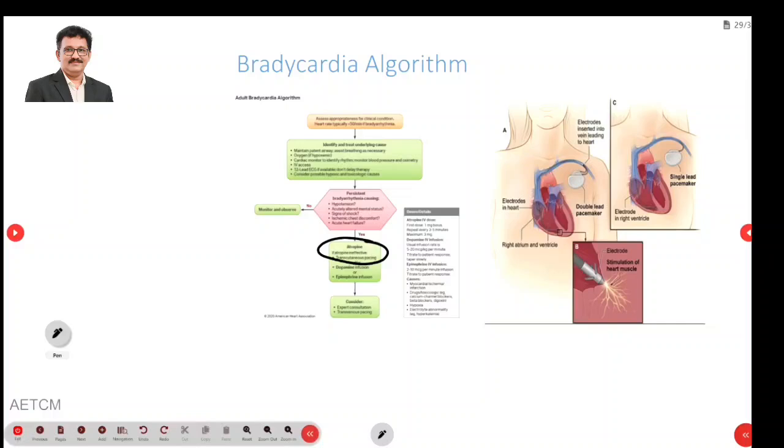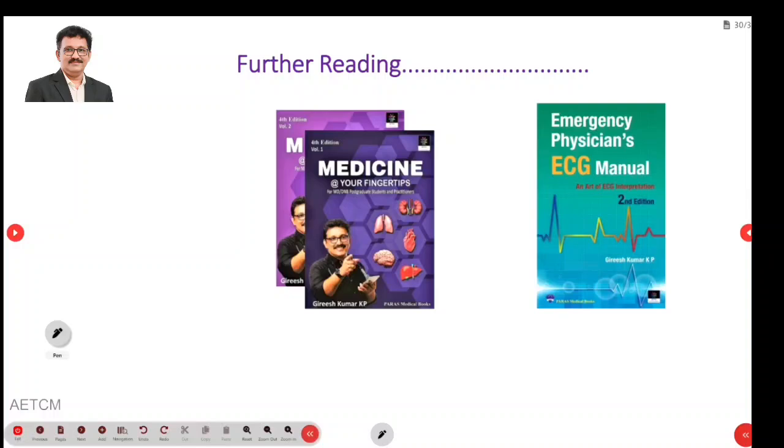But ultimately, if the patient is not improving, you have to go for pacing. So pacing is the final answer for heart blocks. Many patients will end up in pacing if we don't treat properly. So we have discussed tachycardia and bradycardia algorithms with possible treatment in the emergency room. Thank you.